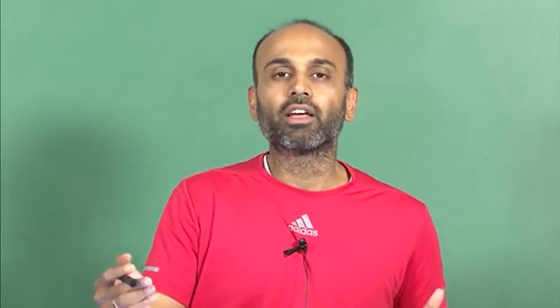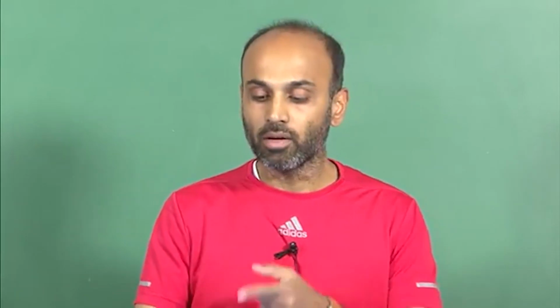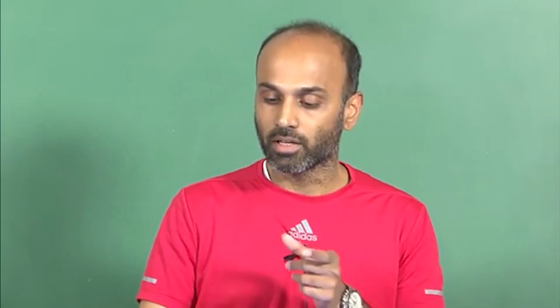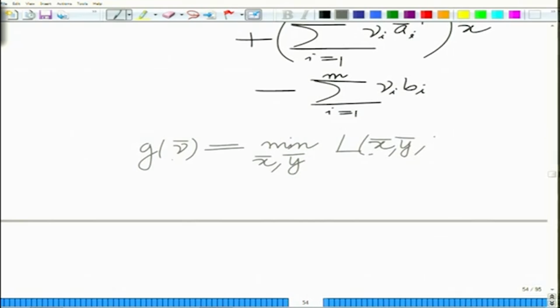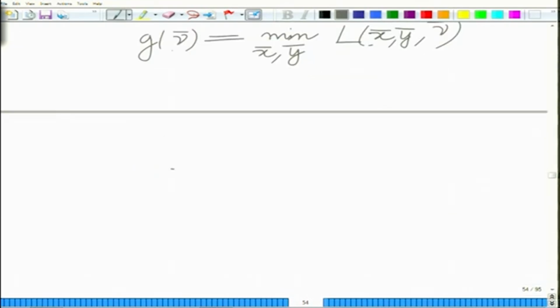Okay. And now we have to take the infimum of the Lagrangian with respect to the primal variables, that is basically y bar and x bar. So, now what we are going to do is, g of nu bar is the minimum over x bar comma y bar of L of x bar comma y bar comma nu bar, which is equal to the minimum over x bar comma y bar.